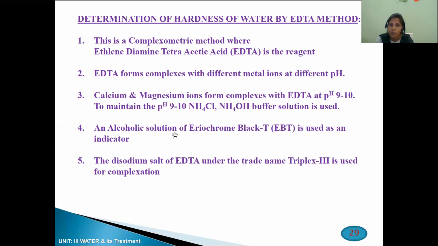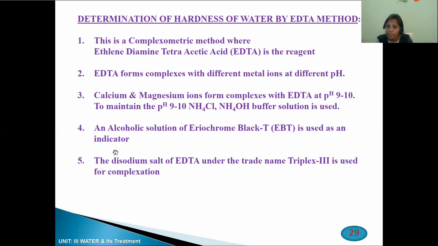An alcoholic solution of Eriochrome Black T is used as an indicator. What is the role of the indicator? Why do we use it? The indicator's role is identifying the endpoint. It indicates the endpoint by color change. One solution is taken in the burette and another in the conical flask. If the two solutions are colorless and we mix them, can we identify the endpoint? No, we can't, because the two solutions are colorless.